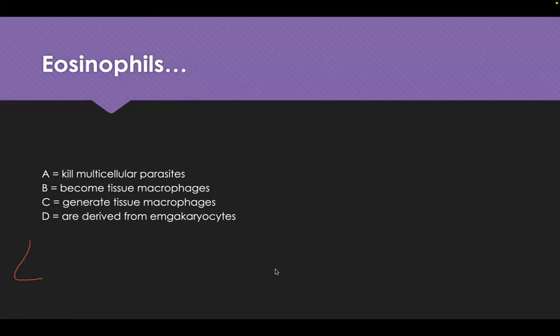So another one. What's our fact about eosinophils? Do they A, kill multicellular parasites? Do they become tissue macrophages? Do they generate tissue macrophages? Or are they, a bit of a typo there, but are they derived from megakaryocytes?